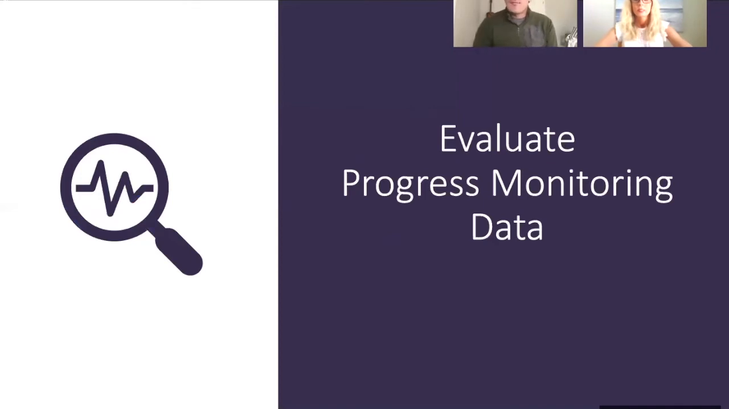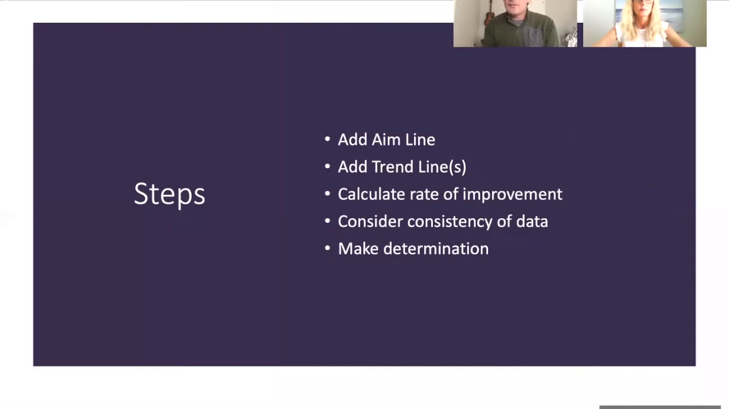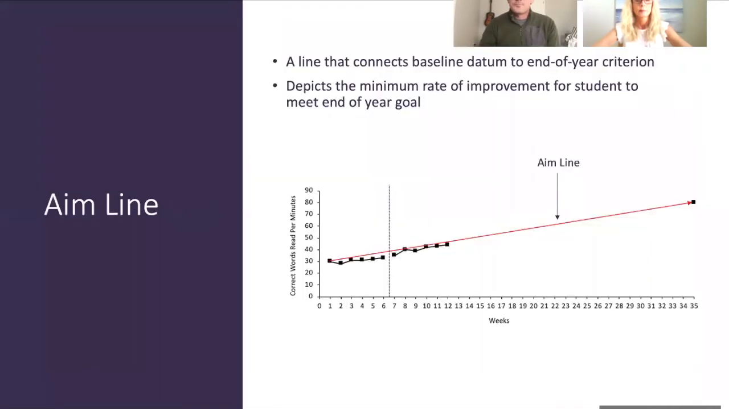So now I'm going to talk to you about how to evaluate progress monitoring data. I have 5 steps listed here, but we'll talk through these. The first thing we need to do is add an aim line. The next thing we need to do is add trend lines within phases. Then we can calculate the rate of improvement, a quantitative index for how much the student is improving per week. We'll then consider the consistency of the data within phases. And then lastly, we'll use all of that to make a decision about instruction.